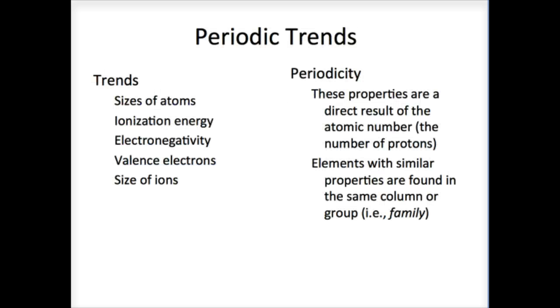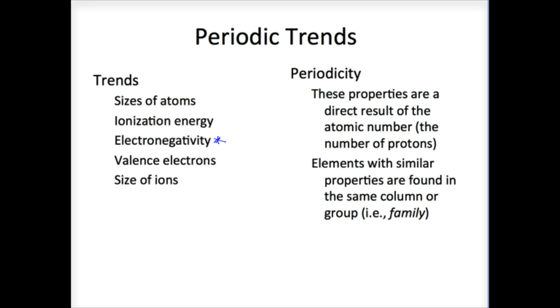And specifically, the properties we're going to focus on are atom size, atomic radius, ionization energy, electronegativity, valence electrons, and size of ions. Now, electronegativity we're going to just briefly hit on because the next unit we spend a lot of time discussing it. Now, let's back up.